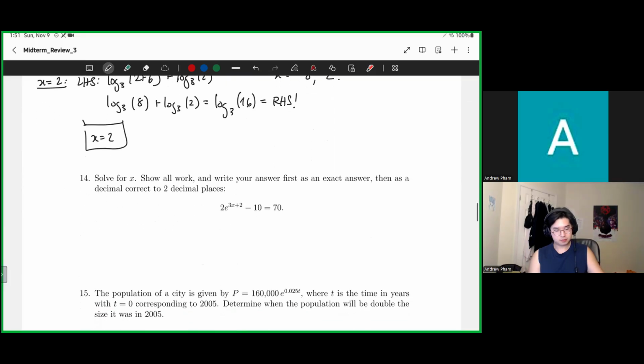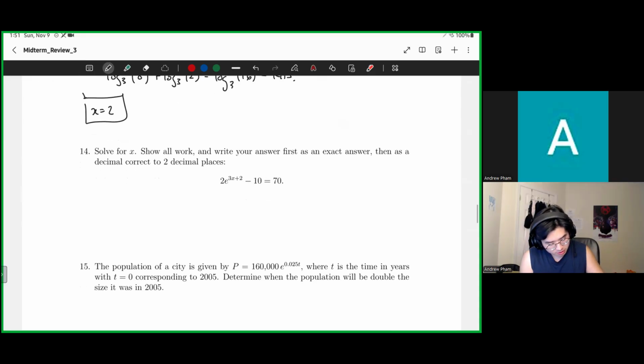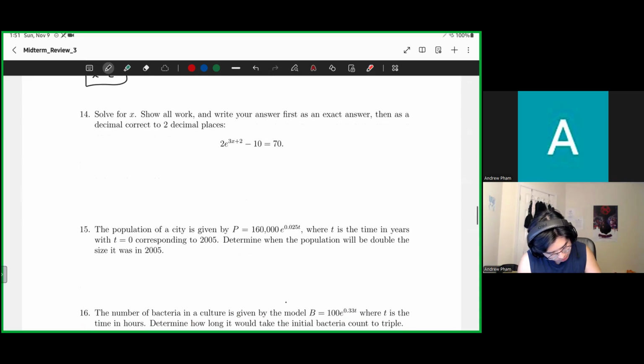All right. Problem 14, I want to solve for x of this exponential equation. So we've been solving a logarithmic equation in the last problem. Now we're going to solve an exponential one. So first you want to get rid of the 10 and then the 2, and then look to undo the exponential.